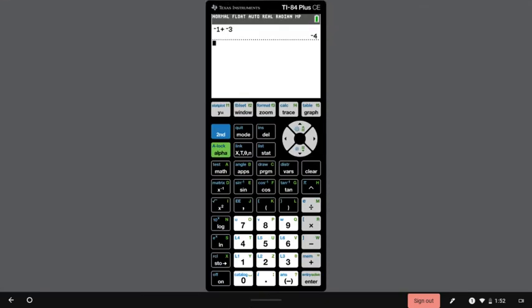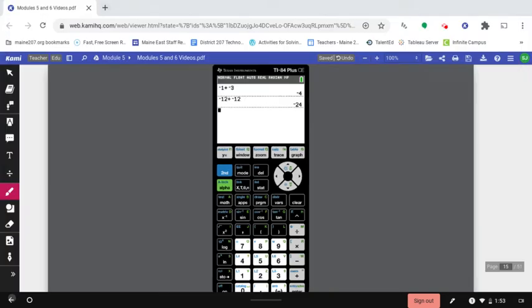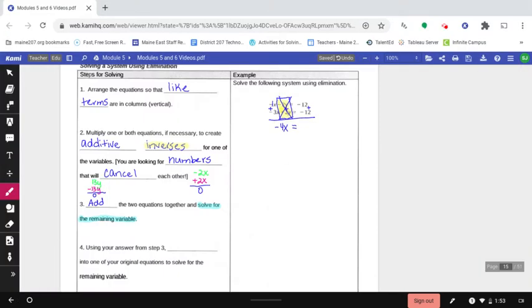And again, let's pull up our calculator just in case. -12 plus -12, and we get -24. Well, now if we look at this, by adding these two equations together, we made the y go away. We eliminated it, right? It's gone now.